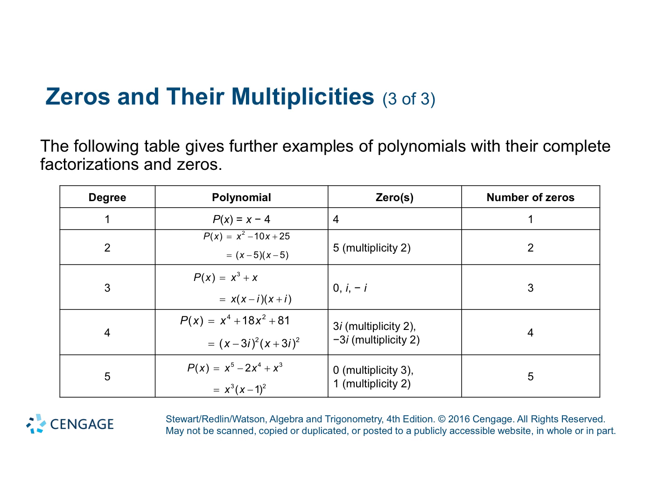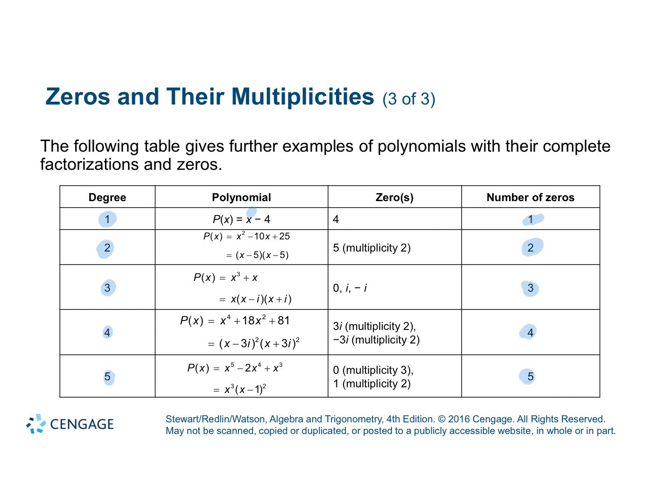The following table gives further explanation of the polynomials with their complete factorizations and zeros. So if we have a degree 1, that means that our x has an exponent of 1 or not written. It's going to have 1 zero. If it has a degree of 2, it's going to have 2 zeros. A degree of 3, 3 zeros. Degree of 4, 4 zeros. Degree of 5, 5 zeros.